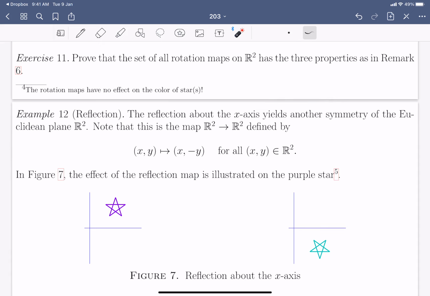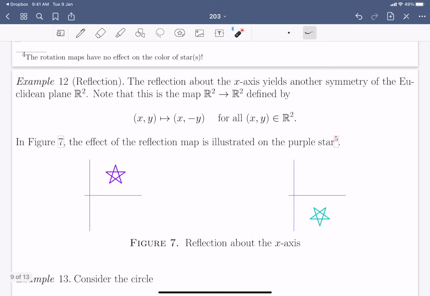Great. And then you can also consider the reflection. It's a nice thing to do. So you flip it about the x-axis. You can also flip it about the y-axis, but here you're just flipping it about the x-axis. So again, consider this flipping map along with the identity map.